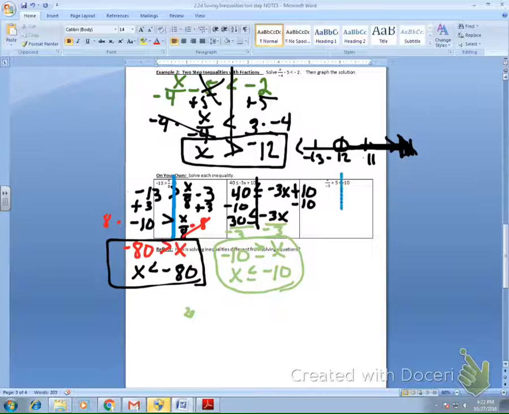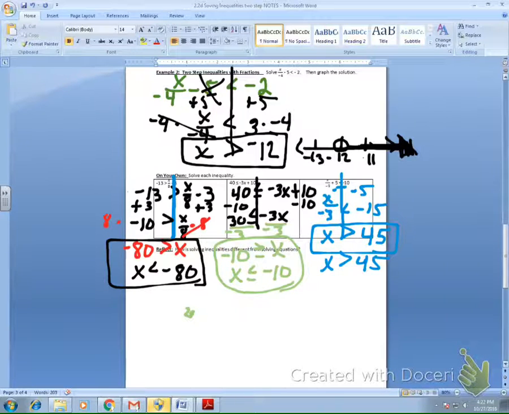Alright, then my last example, I'll do that in a different color. I'm going to try and work it without rewriting it because I'm running out of room. So I'm going to subtract 5 from both sides, and then I am left with x over negative 3 is less than negative 15. I'm going to multiply both sides by negative 3, and when I do that I have to flip my inequality. Negative 3 times negative 15 is positive 45. So x is greater than 45.